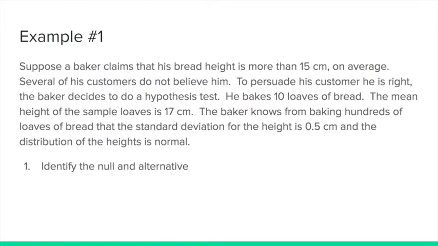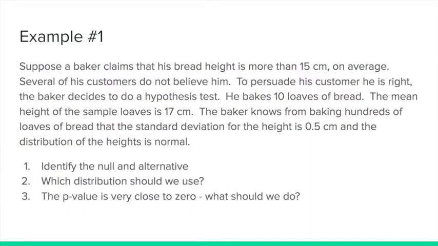So in this case we can use mu. Let's say that mu is less than or equal to 15 centimeters, that's our null. Mu is greater than 15 centimeters, that's our alternative. All right, so which distribution should we use? Well, we're dealing with a mean, and we know the standard deviation. We're told that the standard deviation is 0.5 centimeters, and we know that the distribution is supposed to be normal. So all of that adds up to, we're going to use the normal distribution. We're going to use z.